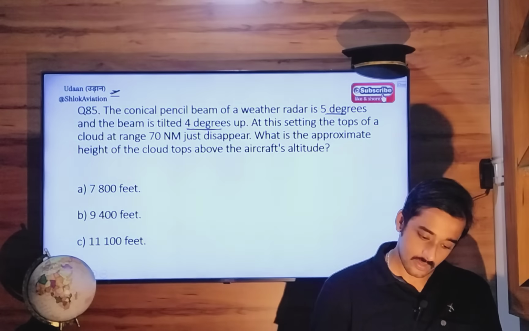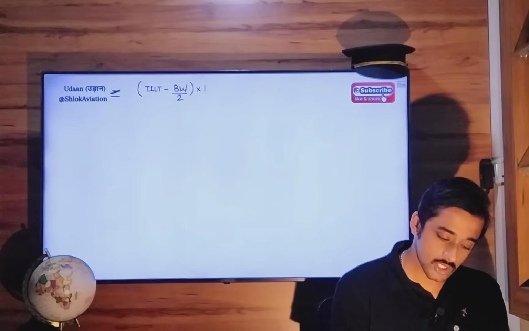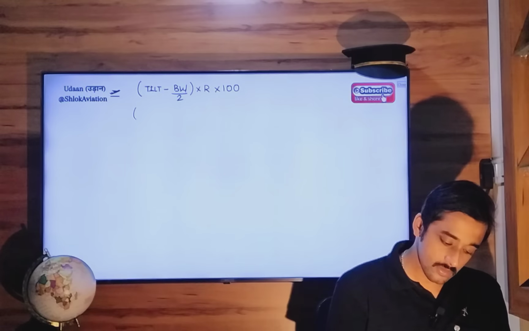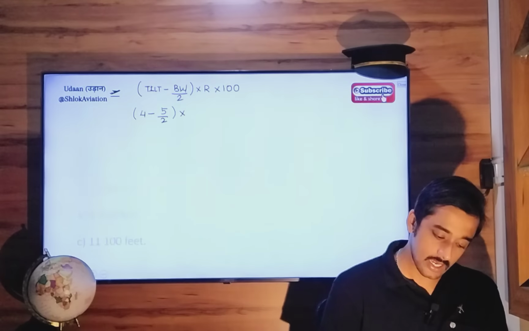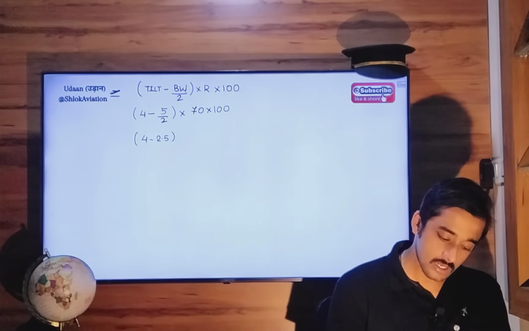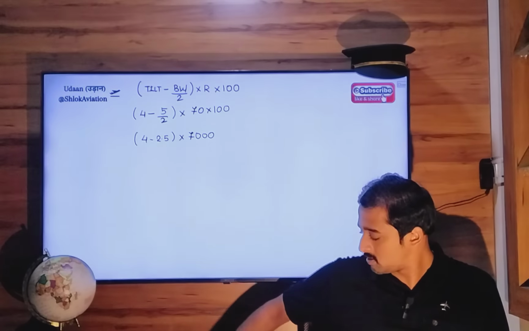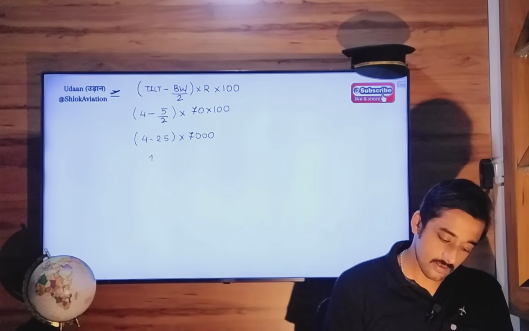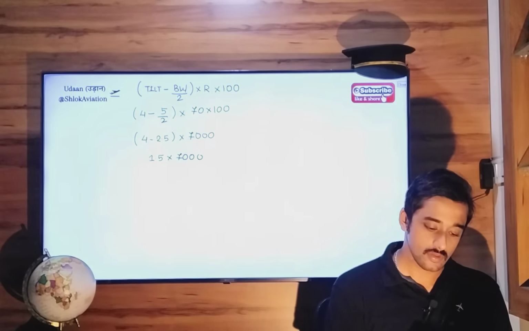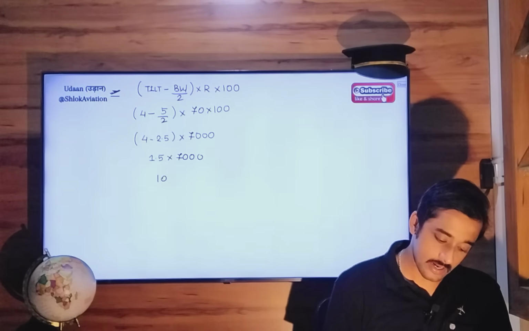Okay, so again, use the formula: tilt minus beam width by 2, into range into 100. So tilt is 4 degrees up, beam width is 5 degrees, range is 70 into 100. So 4 minus 2.5 into 7,000. So 1.5 into 7,000 is 10,500.